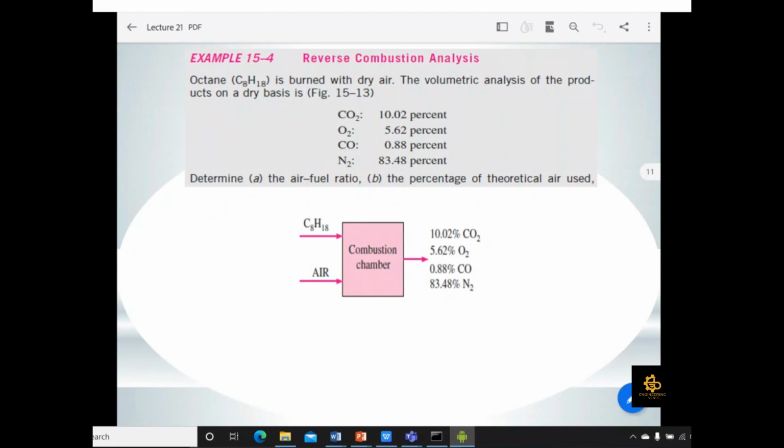Another question, which is example 15 from your book. Here it is mentioned that octane is burned with dry air. The volumetric analysis of the product on a dry basis is given. The percentages of CO2, O2, CO, and N2 in the product are mentioned. Your main target is to find the air fuel ratio and the percentage of theoretical air used. Okay, so this is the question. You have to note it down and move towards the solution.